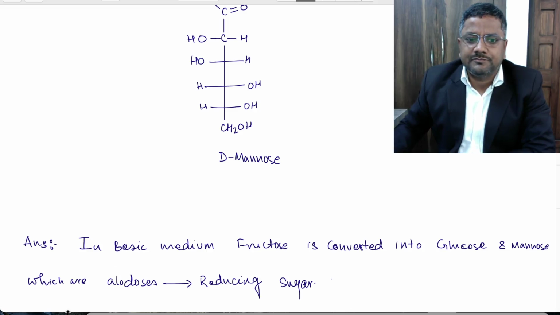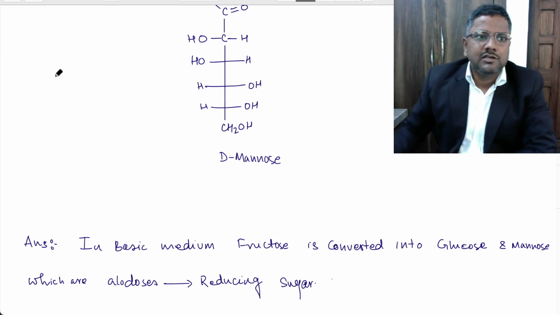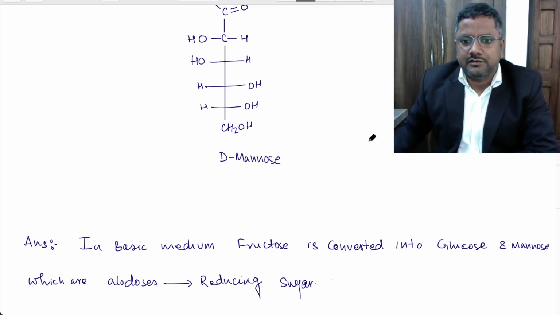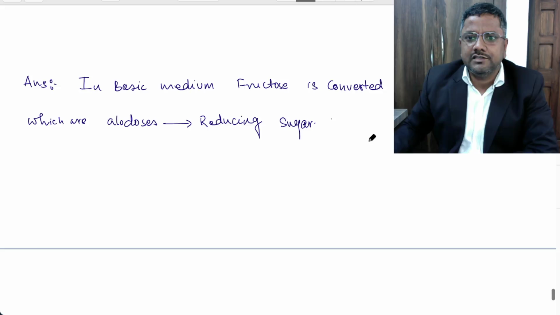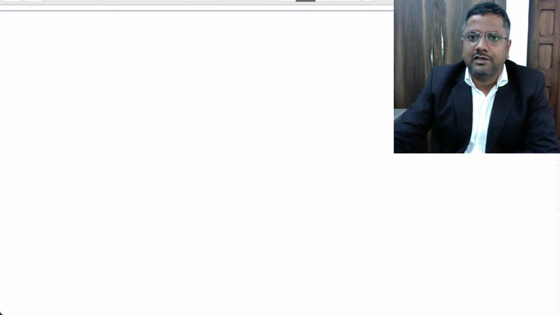So in this way you can explain why fructose is showing this reducing nature, right? So with this reaction, now your carbohydrate is over, right? Carbohydrate is over. Now the next part of your biomolecules is amino acids.